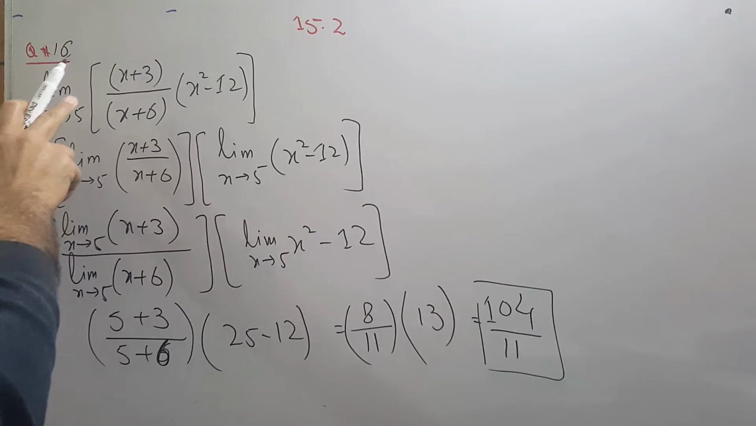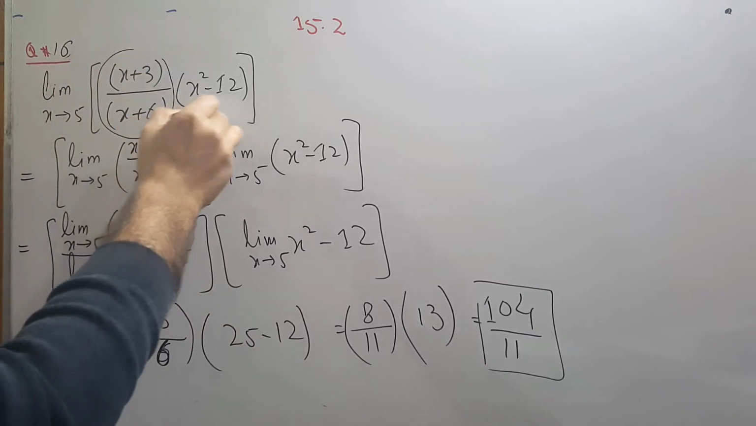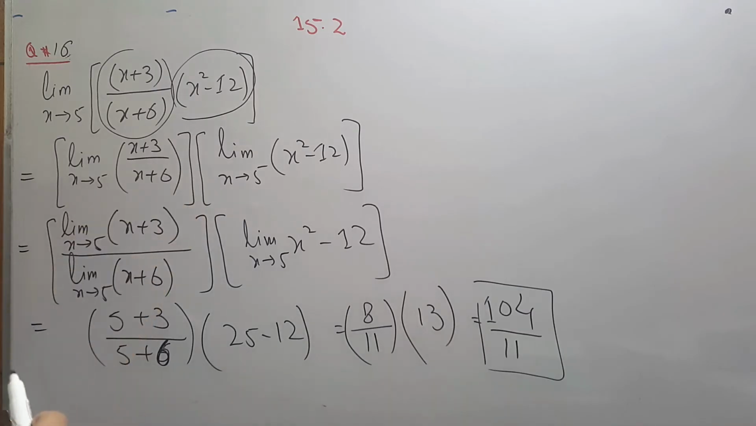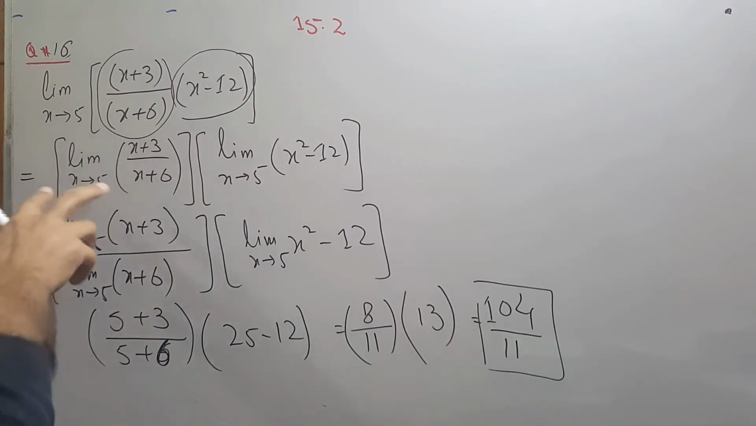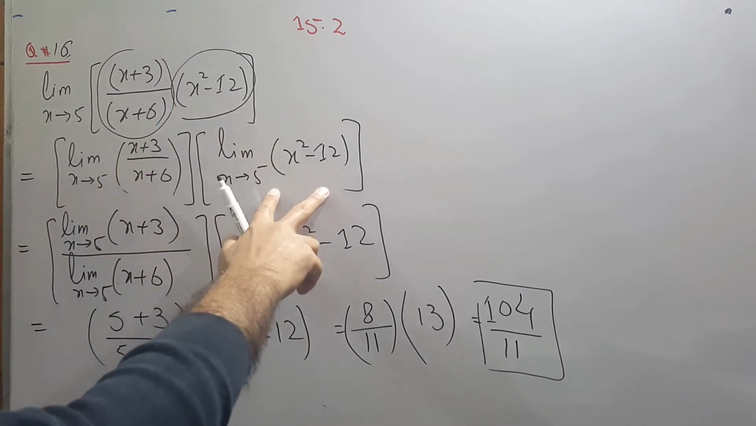Okay, question number 16 is a little bit complicated. So you have two functions. One is this one and the other is this one, and they're multiplying. So first we will apply the property of multiplying. You apply the limit on this function into the limit on this function.